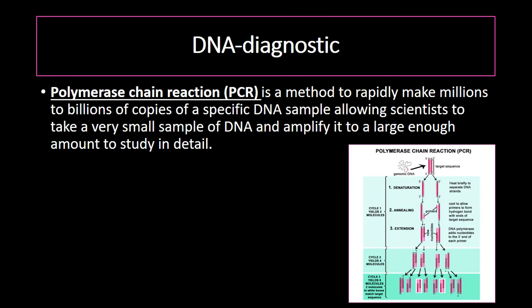The next method of diagnosis of hereditary pathology is DNA diagnostics. The main method is polymerase chain reaction, or PCR. It is a method to rapidly make millions to billions of copies of a specific DNA sample, allowing scientists to take a very small sample of DNA and amplify it to a large enough amount to study in detail.